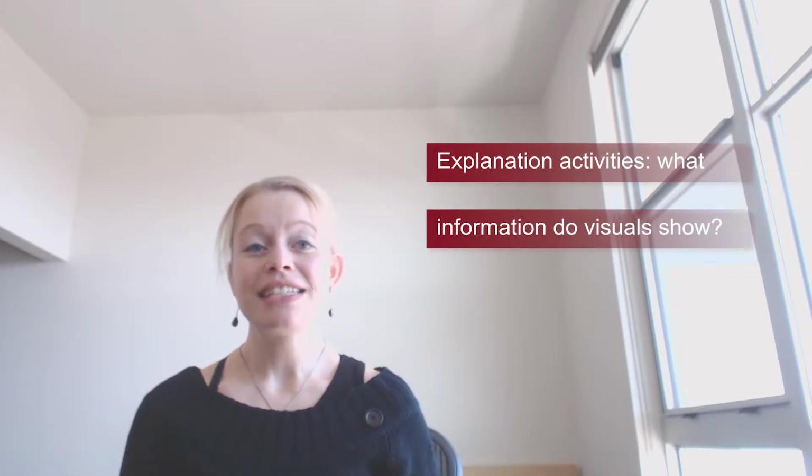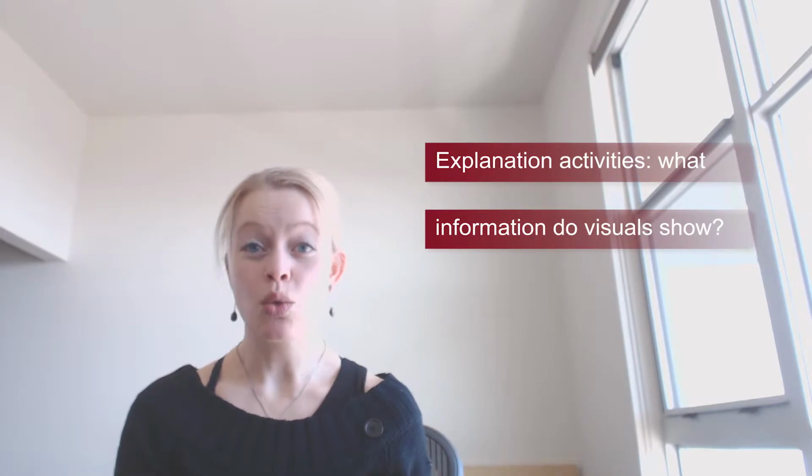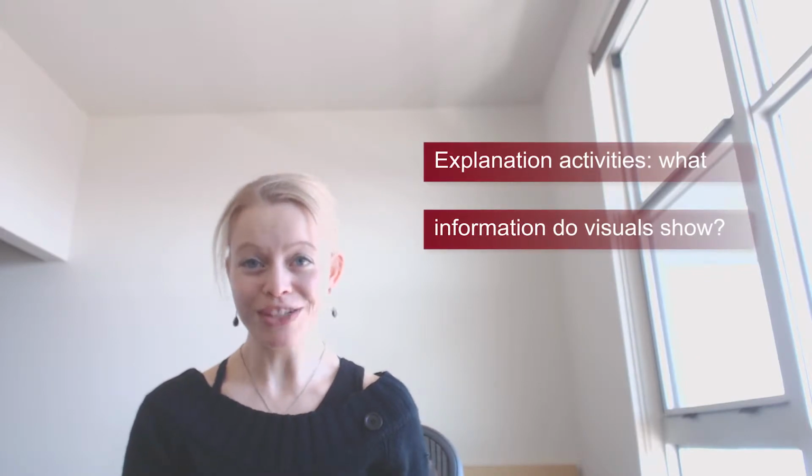So you may remember from some of my earlier videos that I distinguish two different types of activities that can help students translate between visuals. For example, to translate between ball and stick models and Lewis structures in chemistry. So one type of activities are explanation activities. These activities ask students to explain what information is shown by two visuals.